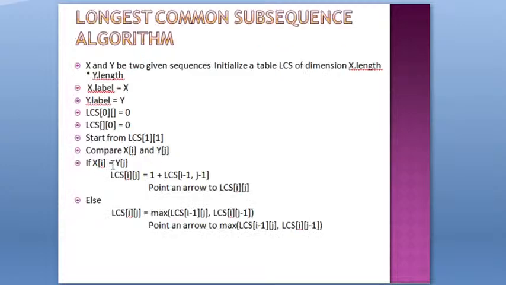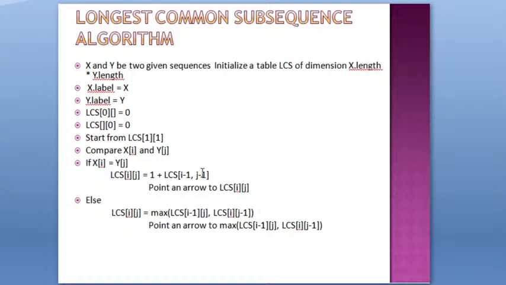If xi is equal to yj, that means if the characters from the x string and the characters from the y string match each other, then we perform one thing, that is LCS of i j is equal to 1 plus LCS of i minus 1 comma j minus 1.